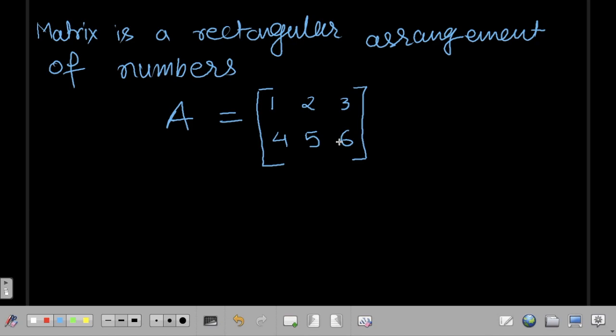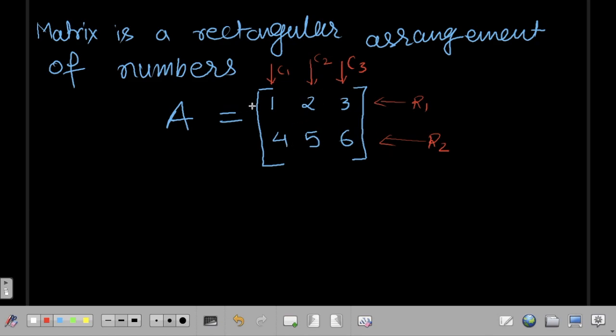As you can see in this particular example, we have the rectangular arrangement of numbers row wise and column wise. This horizontal line is called a row and this vertical line is called a column. So this is our column 1, this is our column 2, this is our column 3, this is our row 1 and this is our row 2. Is that clear? So in this example, we have two rows, this one and this one. We have three columns.